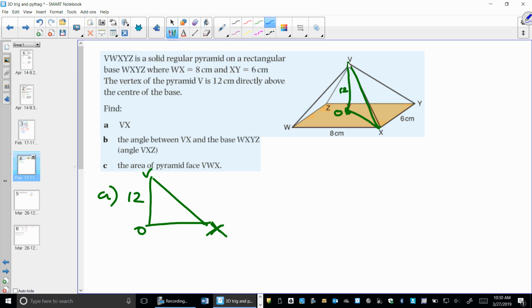Let's look at the information they've given us. So they've told us this is 8 and this is 6. Is that going to help us?